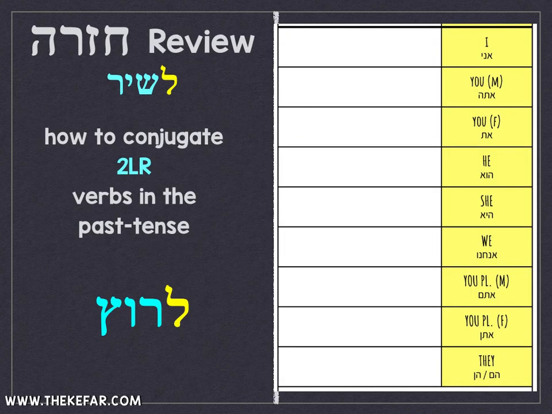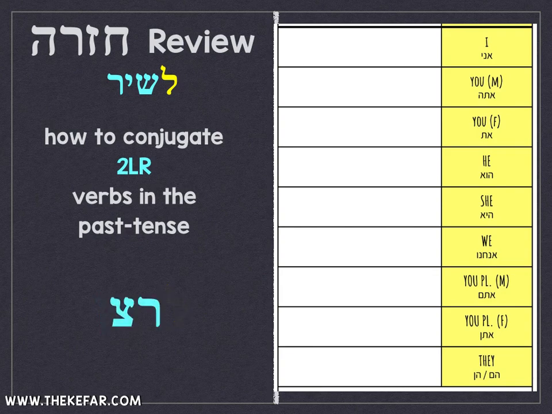All right, so in the last lesson, we learned how to conjugate Paal verbs that have two-letter roots. So when you get rid of the lamed and either the vav or the yod, you're left with just two letters. All right, and we use the verb lashir, which means to sing, as our example verb. Your first exercise verb was larutz, which is to run.